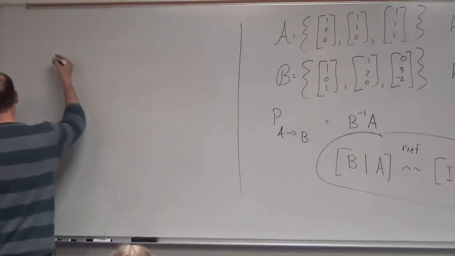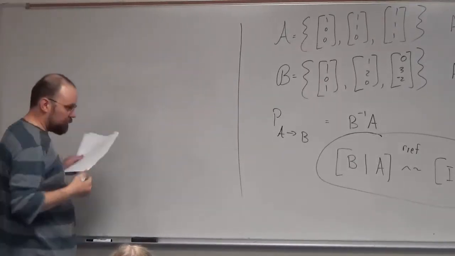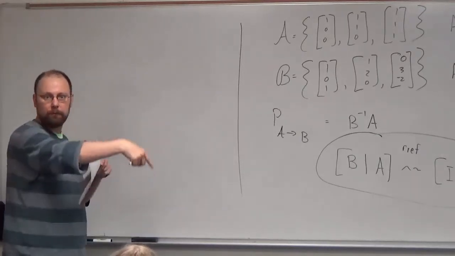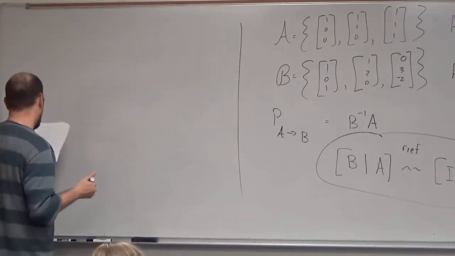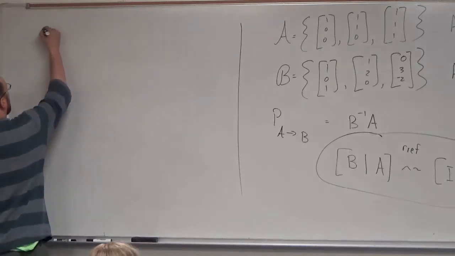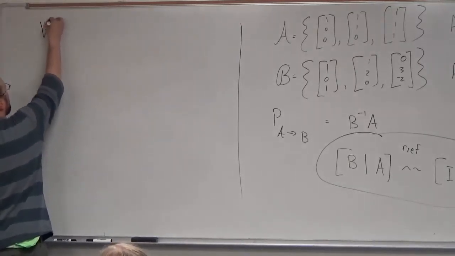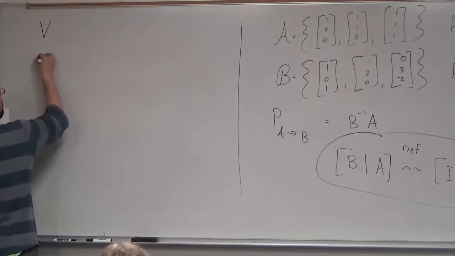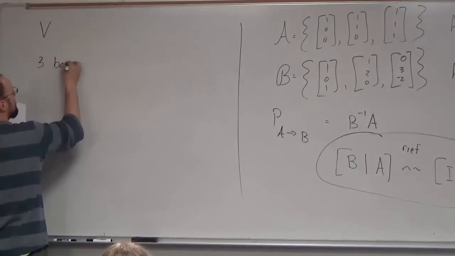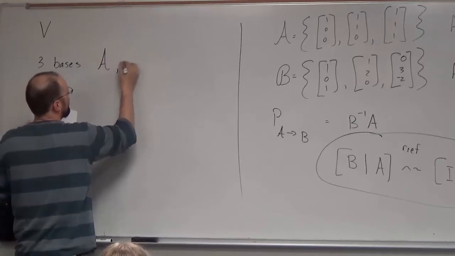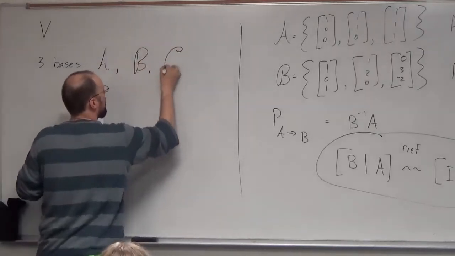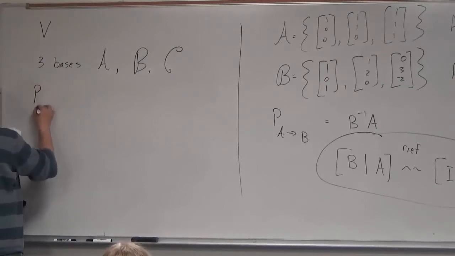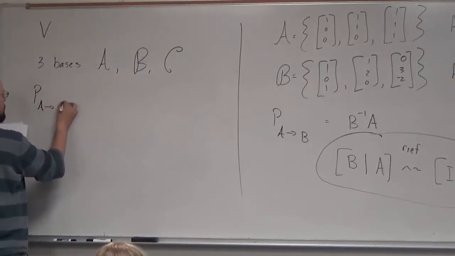So let's do another example where I'm not giving you the bases, but I'm instead giving you the transition matrices that go from one basis to another. Suppose we have a vector space V, and we have three different bases for it. Let's call them A, B, and C. And I'm giving you the transition matrix from A to B.